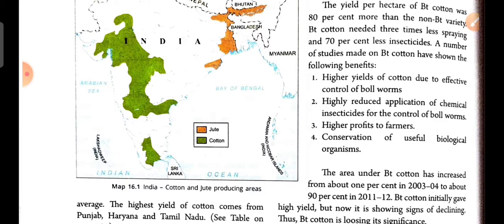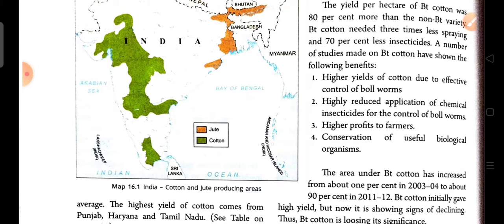The first benefit is the high yield of the cotton due to the effective control of the bollworm. So by the BT cotton, the bollworm is controlled. The next one is the highly reduced application of the chemical insecticide for the control of the bollworm. So the application of the chemical insecticide is reduced due to the use of the BT cotton.